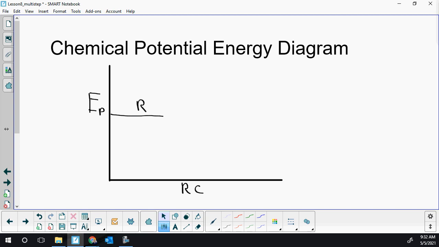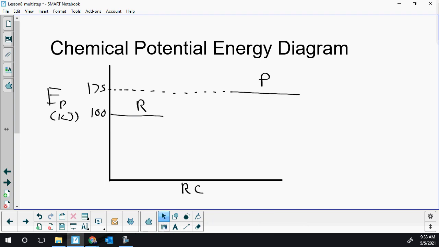We always start with the reactants, whatever they might be. And let's say the reactants are starting at 100 kilojoules. I'll just label my units of potential energy. And a reaction progresses, and we have some products, and those products are sitting at 175 kilojoules. And I'm going to answer and talk about a few quantities in a second.